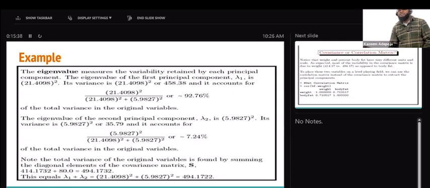So what is the message here? The message is more or less that I really want to know the contribution of the principal component analysis. Take a look at that.